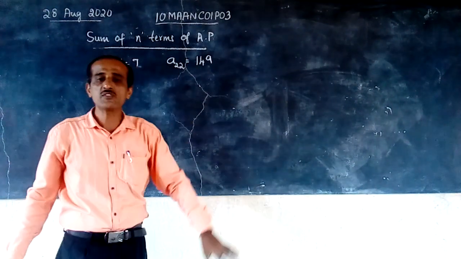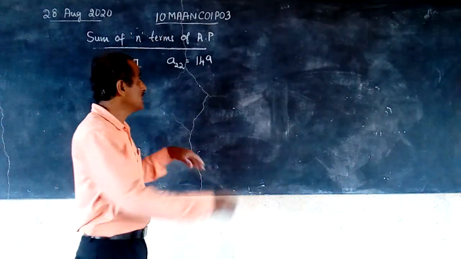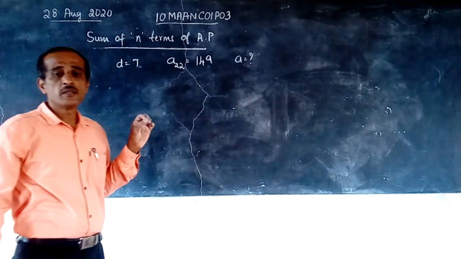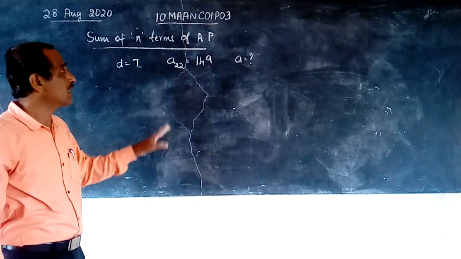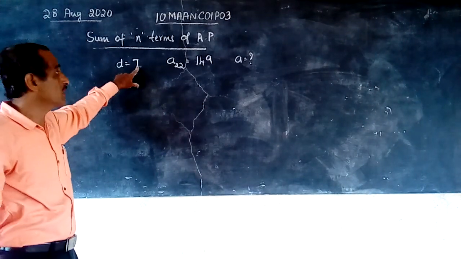What is the first term? From where it starts, it is not given. What is a? It is not given. In the formula 2a plus n minus 1 d, a is not given. What is given? Only the common difference of the terms is given.